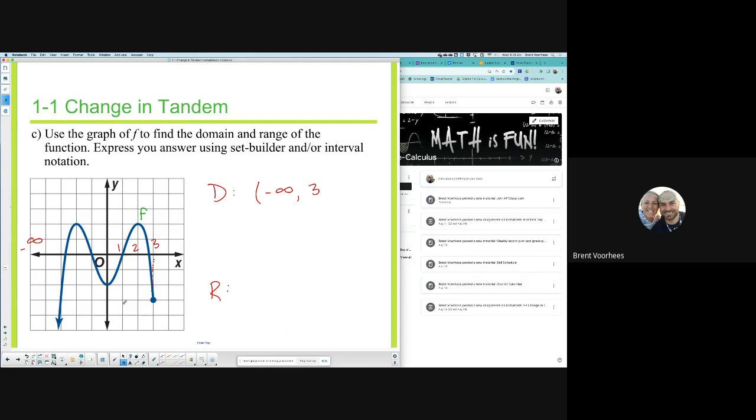Now, this is a closed dot. At the endpoint, does that mean it equals it or does not equal it? Equal. So bracket.